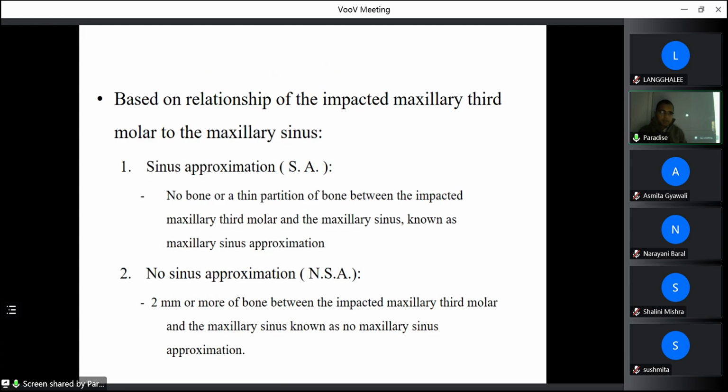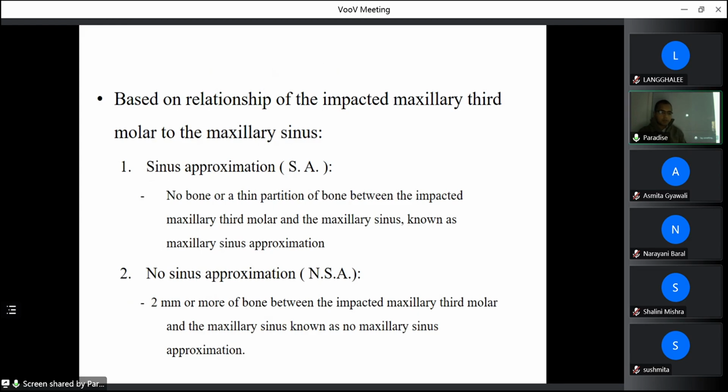Another classification is based on the relationship of the impacted maxillary third molar to the maxillary sinus. Again, it is of two types: sinus approximation and no sinus approximation. In case of sinus approximation, no bone or a thin partition of bone between the impacted maxillary third molar and the maxillary sinus is present, and it is known as maxillary sinus approximation. So either very thin, paper-thin bone is present just above the apical region of the maxillary third molar, or there is no bone present in the apical third. It is directly in continuation with the maxillary sinus. This condition is sinus approximation, and the problem with such an impacted tooth is you may create an oroantral communication.